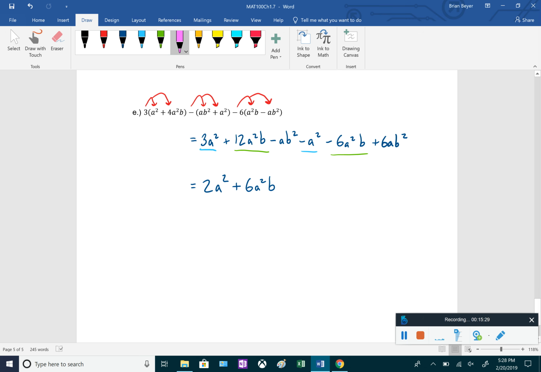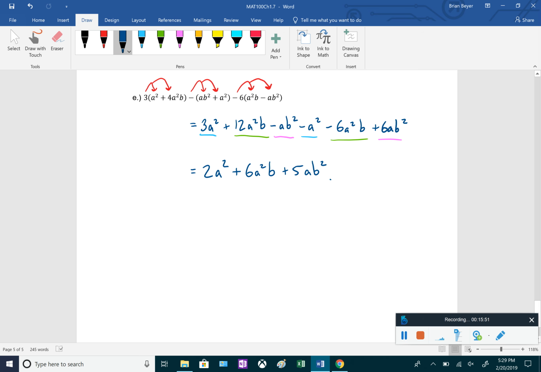And then for the last one, we have negative ab squared plus 6ab squared. So that's going to be negative 1 plus 6, so plus 5ab squared. So when you're adding or subtracting, or combining like terms, the variable factors don't change. You're just adding or subtracting the coefficients. Okay, so that is it for section 1.7.